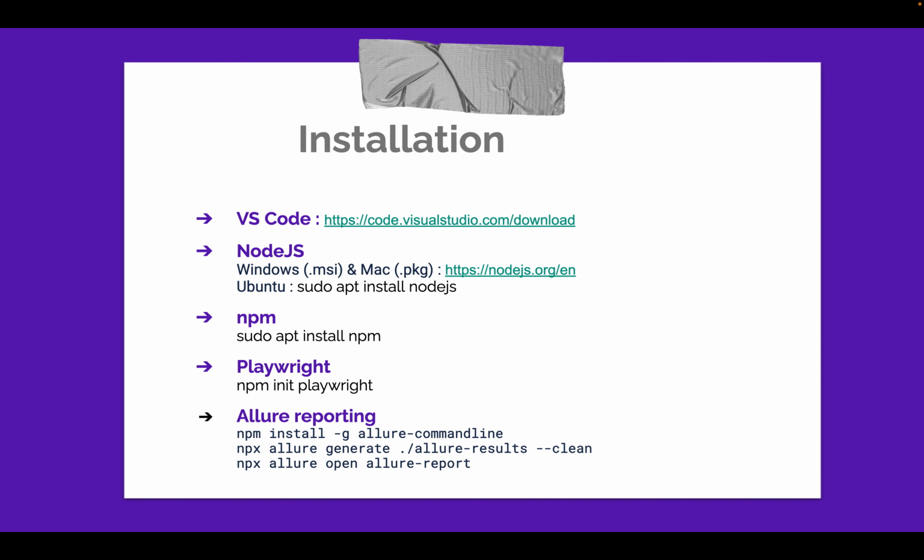The installation should be starting with VS Code, where we'll go to the relevant website, and we continue downloading this. For Node.js, if yours is a Windows or a Mac, go to this website, download the relevant files. But if it's your Ubuntu machine, try using this sudo apt install Node.js if you have an admin user.